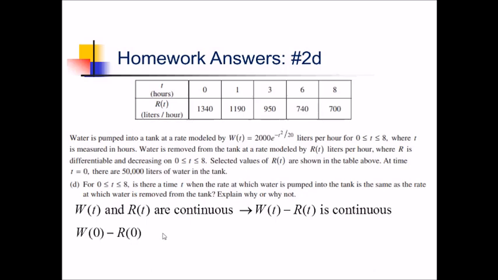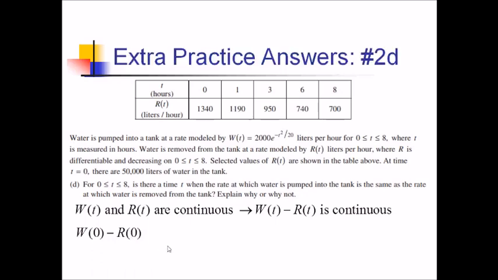I don't know what my magic interval is going to be that has a value of 0 sandwiched in it, but I'm going to start with the endpoints 0 and 8 because, well, why not? So let me plug this in the calculator.